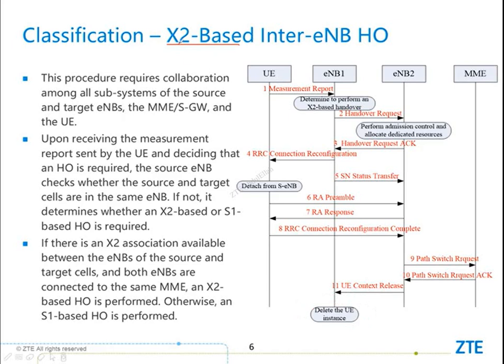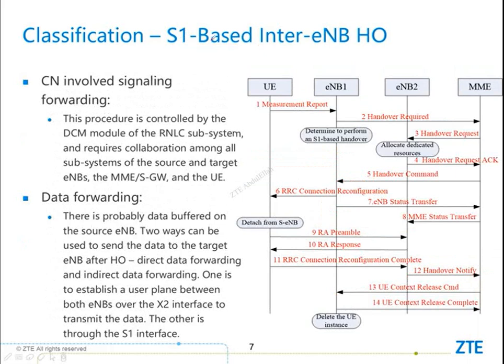So we can see for the X2 based handover, there is no need for the core network, right? So the eNodeB 1 and the eNodeB 2 can communicate directly. Okay, we can see the next type is S1 based inter-eNodeB handover. S1 based inter-eNodeB handover actually means that maybe between eNodeB 1 and eNodeB 2 there is no X2 interface, or the X2 interface is now invalid and cannot be used. So how to do it?